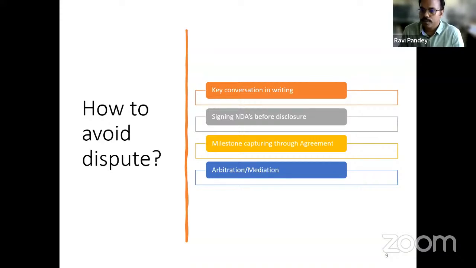Signing NDAs before disclosure is another key component. Milestone capturing through agreement. Rather, the fourth point is arbitration mediation, which is a way to avoid dispute, but one should think from that perspective that we should not avoid signing NDAs and agreements, which would lead us to this fourth remedy, arbitration mediation, which itself sounds like a remedy, but is itself a time-taking process.